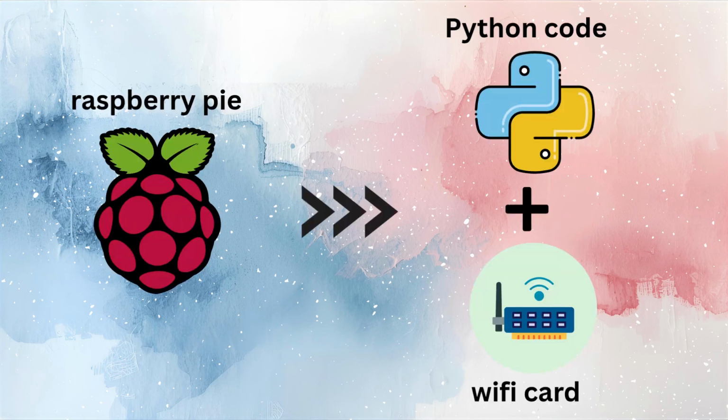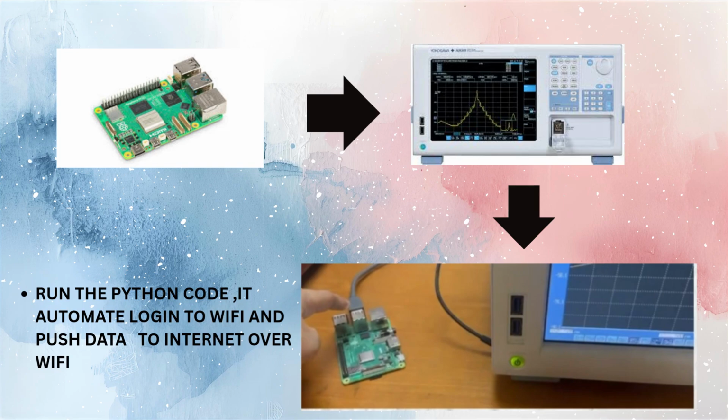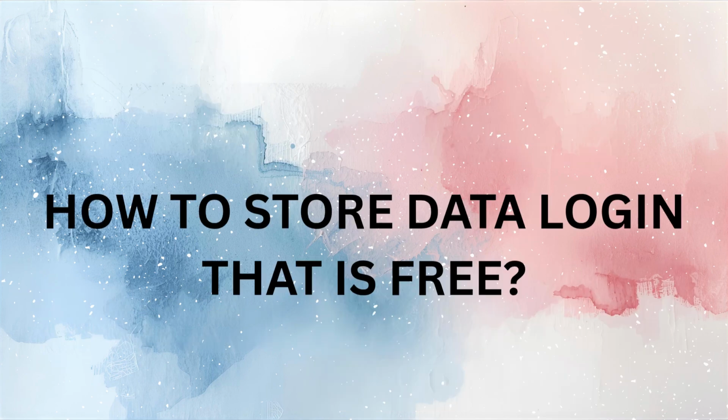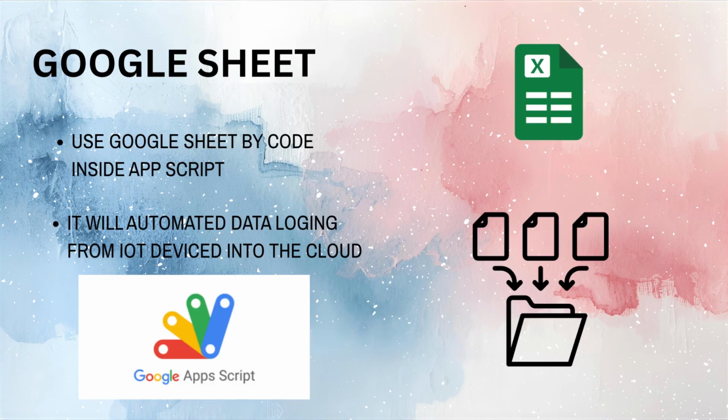No problem. We have Raspberry Pi, which can run Python and has a Wi-Fi card for internet connectivity. But how to do it? Connect OSA to the Raspberry Pi USB port and use the same Python code to automate login and push data to the internet over Wi-Fi. And how are we going to store our data logging for free? Google Sheet. We can use Google Sheet with Apps Script, which automates data logging from IoT devices into the cloud.